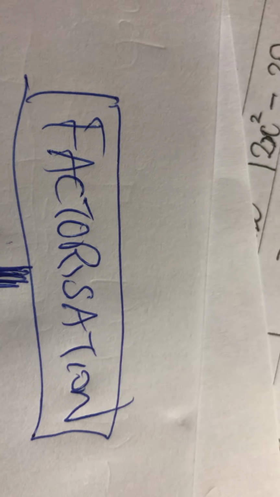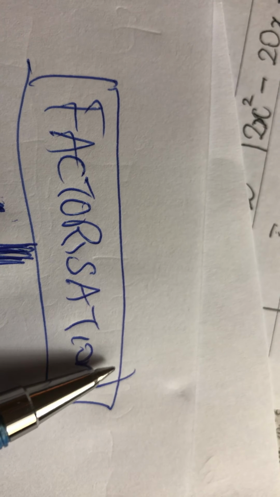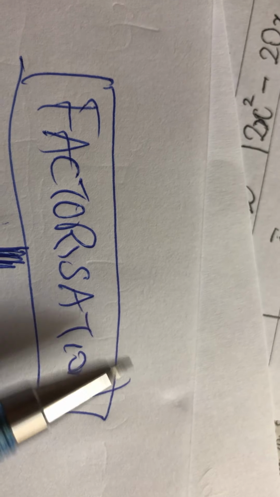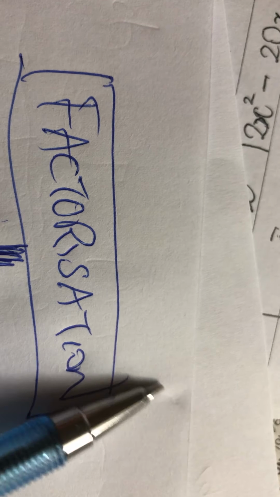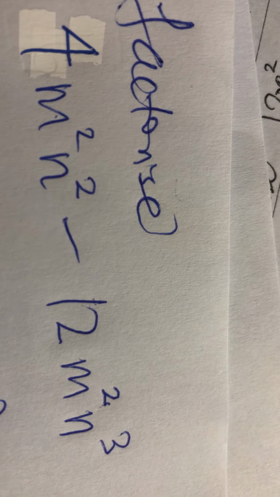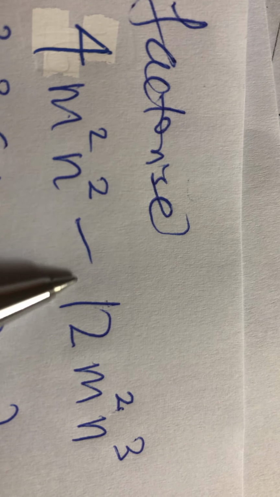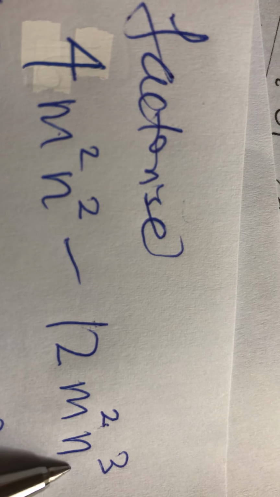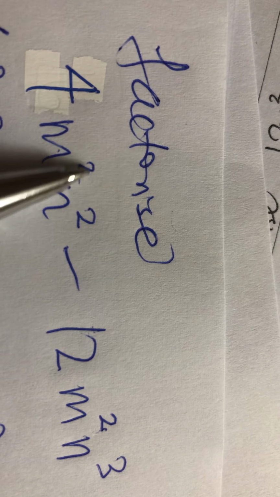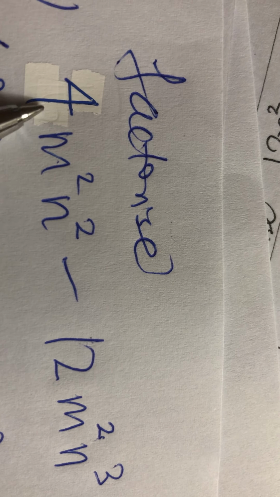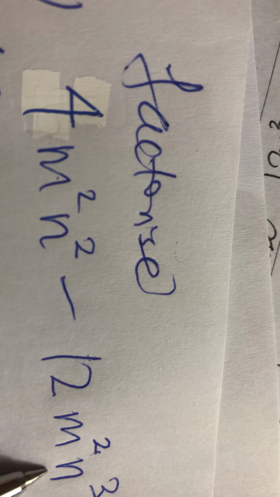This video is on techniques of factorization. Factorization is very important because it allows you to find out what times what gives you the expression that you have in the first place. For example, if you're asked to factorize 4m square n square minus 12m square n cube, they want to find out what times what will give you this.